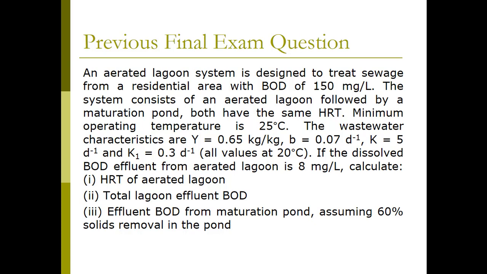Now the minimum operating temperature is 25. So here the temperature is 25, not 20. Wastewater characteristics are given as the Y, the B, the K, and K1. Take note that K is for the aerated lagoon and K1 is for the maturation ponds. All these values are at 20 degrees, so we have to convert. The dissolved BOD effluent from the aerated lagoon is 8. Calculate the HRT, the total lagoon effluent BOD, and the effluent BOD from the maturation pond, assuming 60% solids removal in the pond.